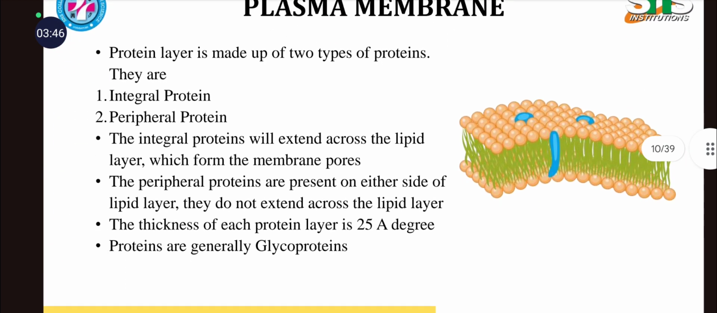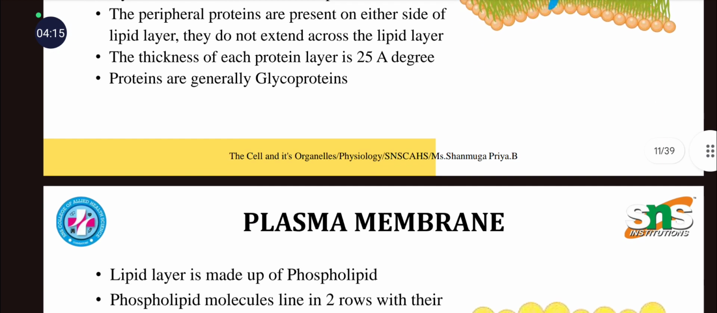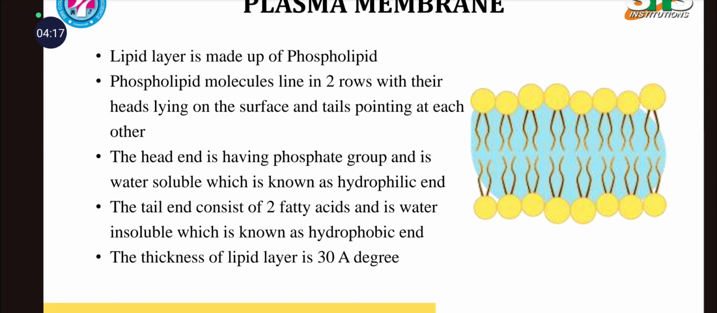The protein layer is made up of two types of proteins. They are integral proteins and peripheral proteins. The integral proteins extend across the lipid layer and form the membrane pores. The peripheral proteins are present on either side of the lipid layer. They do not extend across the lipid layer. The thickness of each protein layer is 25 angstrom. Proteins are generally glycoproteins.